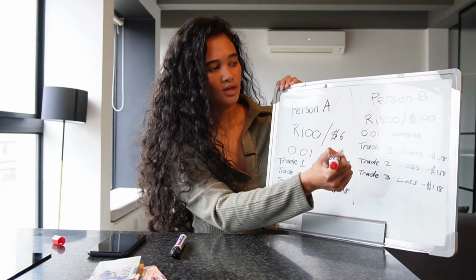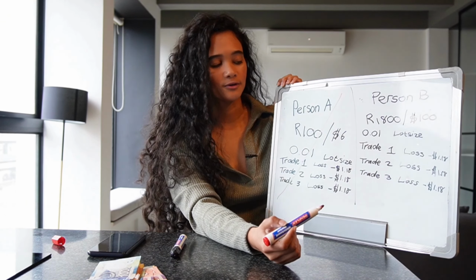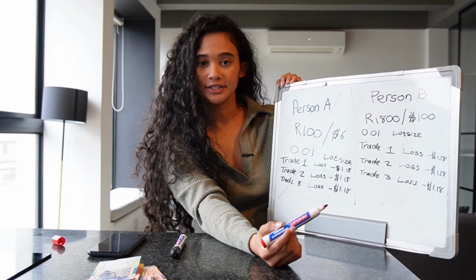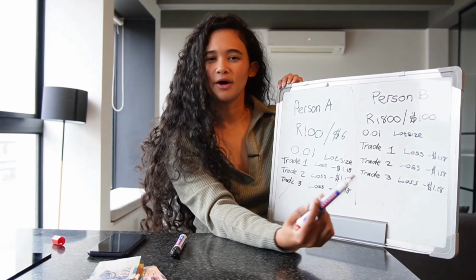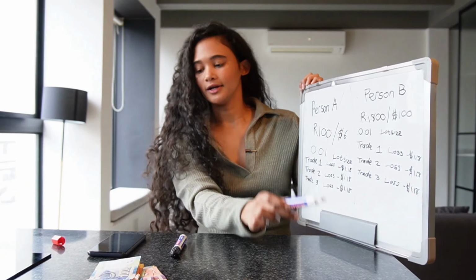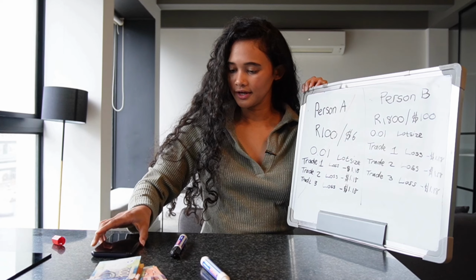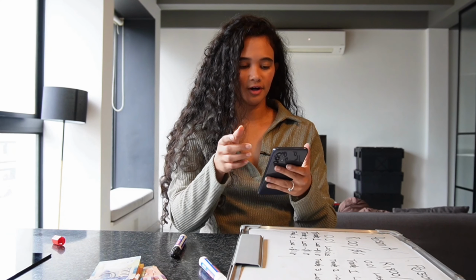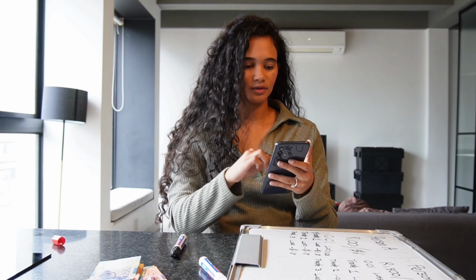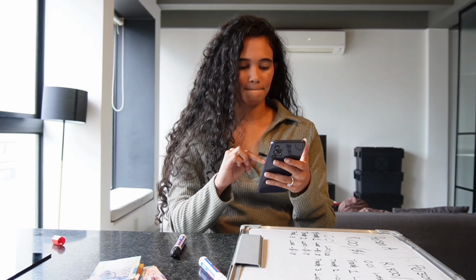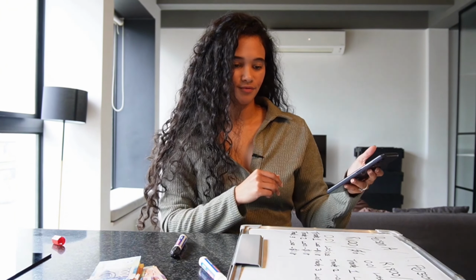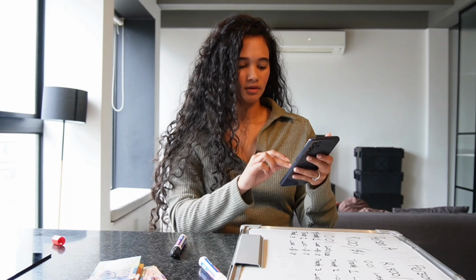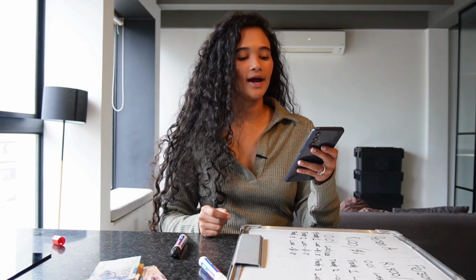Because let's say person B has a $100 account. They lose 3 trades. Okay, they only lost about $3. So let's actually calculate that. So if they lost $3 in their account, let me just put this here. They lost $3 in their account. What do they have left? So let's see here. Okay, so they have $100 minus the 3. They have $97 left. Do you see the difference?